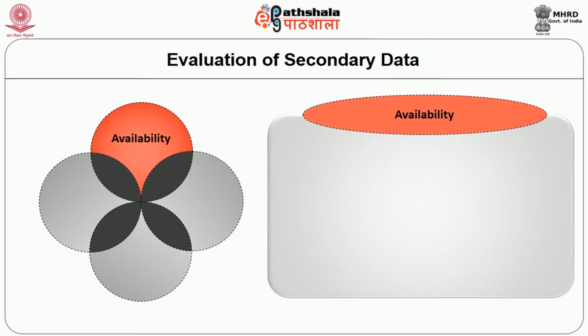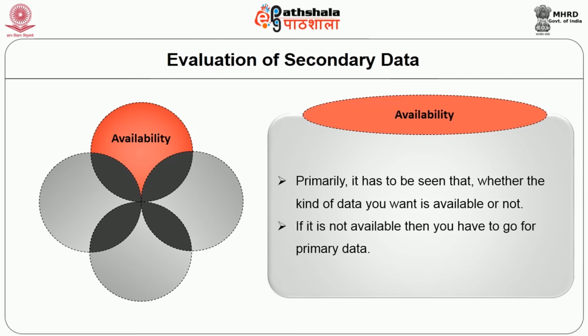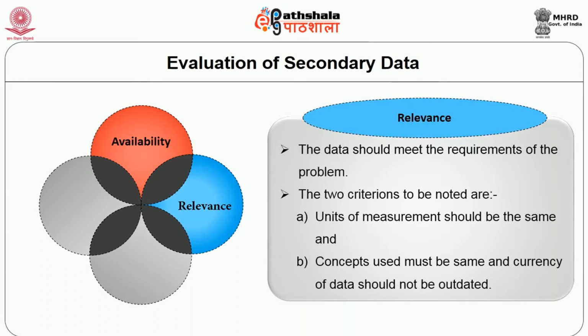Evaluation means the following four requirements must be satisfied. First, availability. Primarily, it has to be seen whether the kind of data you want is available or not. If it is not available, then you have to go for primary data. Second, relevance. The data should meet the requirements of the problem. The two criteria to be noted are: A, units of measurement should be the same, and B, the concept used must be the same and the currency of data should not be outdated.